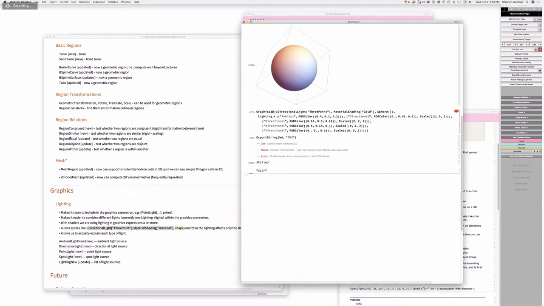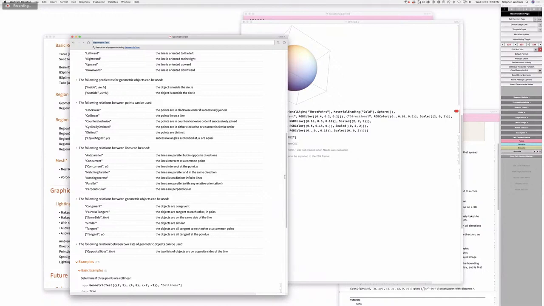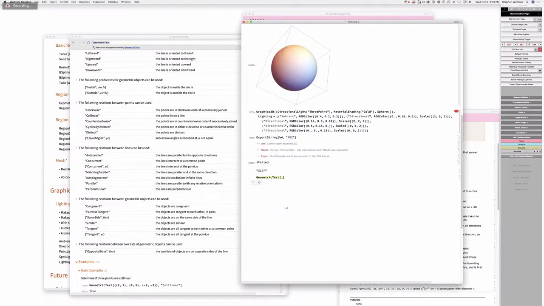Okay. Michael, have you seen these functions? Region congruent, etc. No. Okay. So geometric test has a congruent testing thing, right? I think so. It has similar and congruent. Congruent, there we go. So what's an example of what region test would take as input? Would take like a disk and a disk. Is that what it takes? And then congruent?